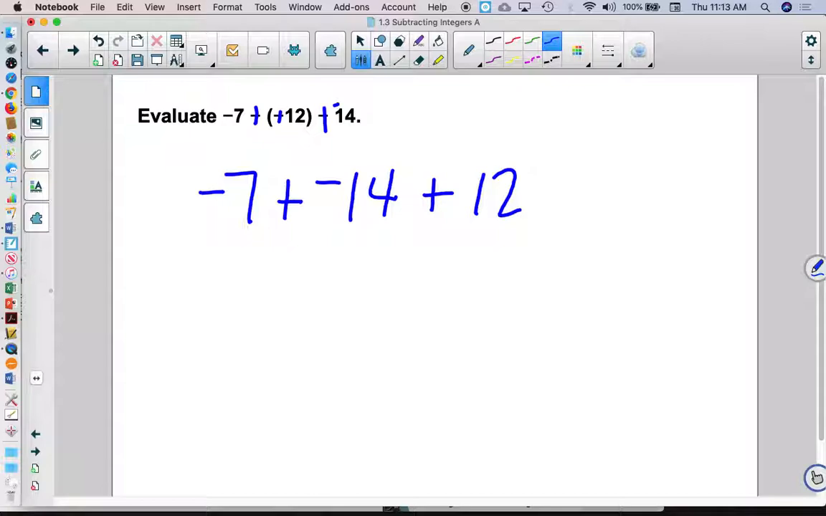What is -7 plus -14? Same sign, add and keep. What do you get? -21. Nice job. Signs are different now. Which has the larger absolute value? -21, you are correct. So I keep the negative sign. And what is the difference between 21 and 12? Different signs, subtract. So what is 21 minus 12? 9.